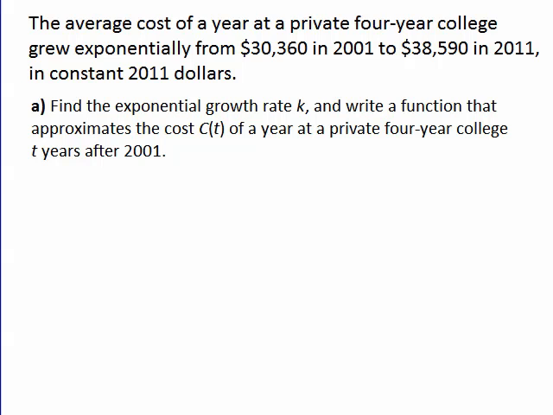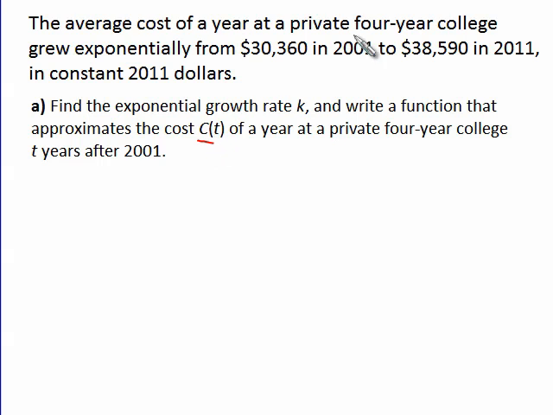The average cost of a year at a private four-year college grew exponentially from $30,360 in 2001 to $38,590 in 2011, in constant 2011 dollars. Part A. Find the exponential growth rate, k, and write a function that approximates the cost, C, of a year at a private four-year college, t years after the year 2001.